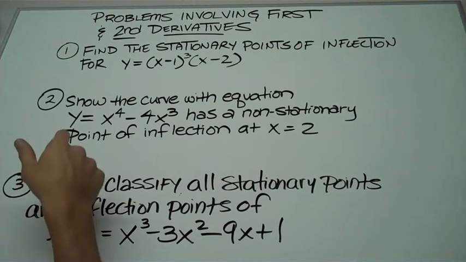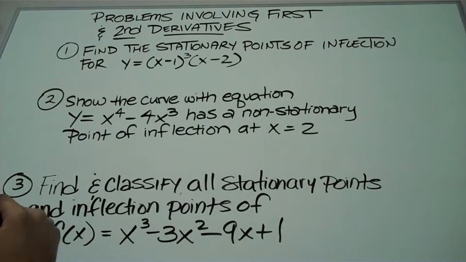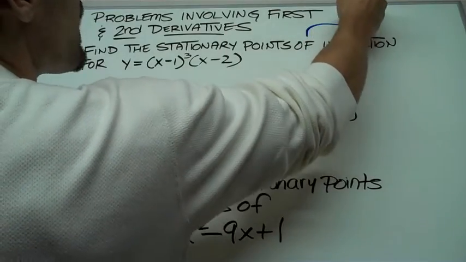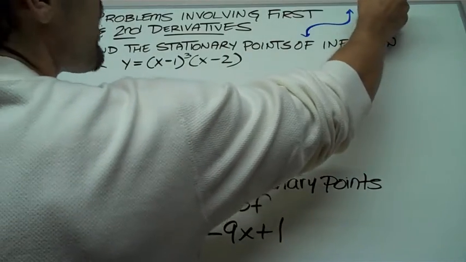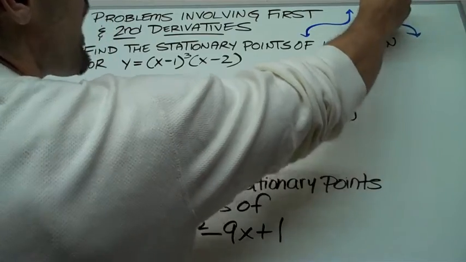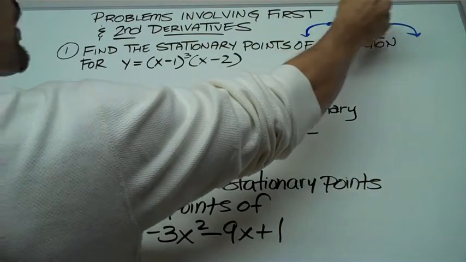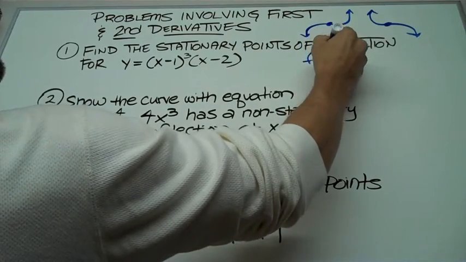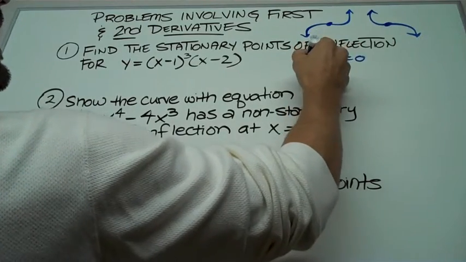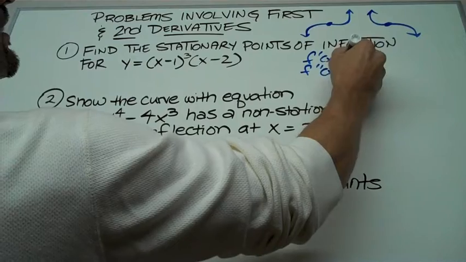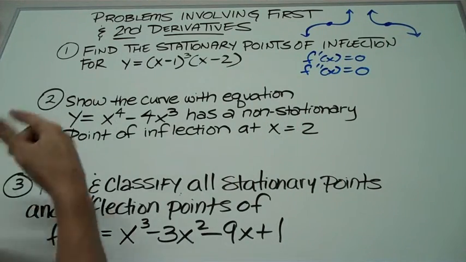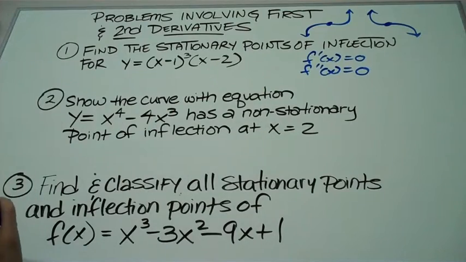become rather easy. Find the stationary points of inflection for, well, before we even go on, you have to have this in your mind, that a stationary point of inflection is either that or it's that. And at that point, right away you should be thinking f dash of x is equal to 0 and f double dash of x is equal to 0. That's what happens at a stationary point of inflection for this particular function.